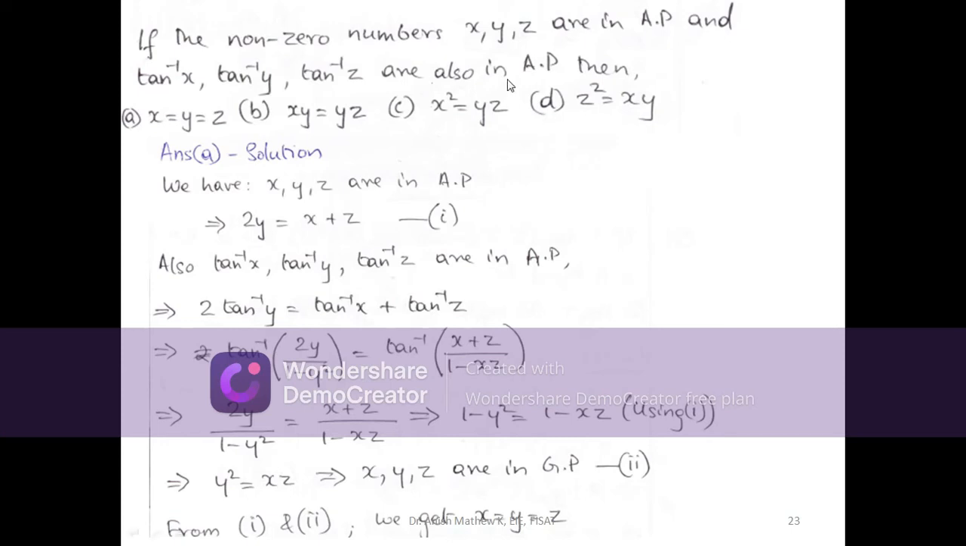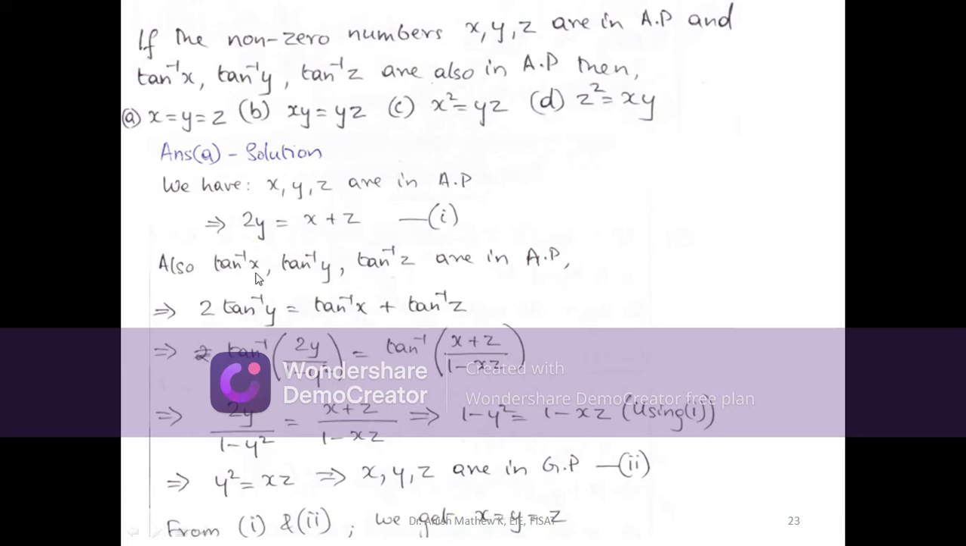So if x, y, z are in AP, and tan inverse x, tan inverse y and tan inverse z are also in arithmetic progression, that is the meaning of the question. The condition is x equal to y equal to z, or xy equal to yz, or x square equal to yz, or z square equal to xy. So the answer is x equal to y equal to z. Since x, y and z are in arithmetic progression, y will be the arithmetic mean between x and z. So y equal to x plus z by 2, that is 2 into y equal to x plus z.